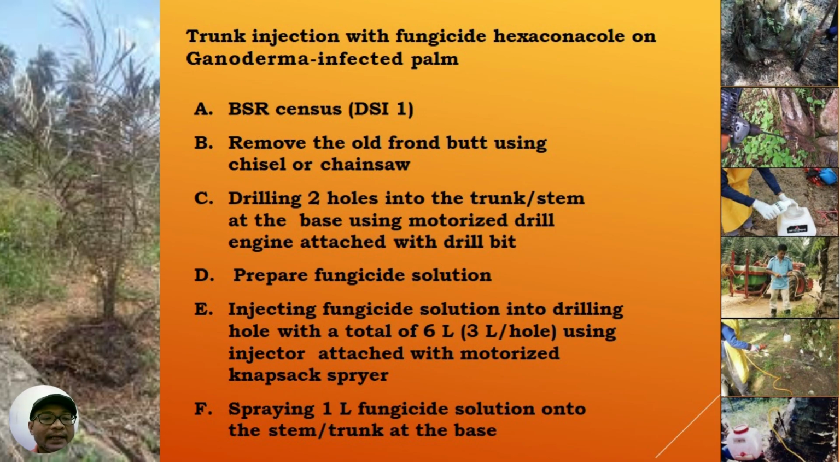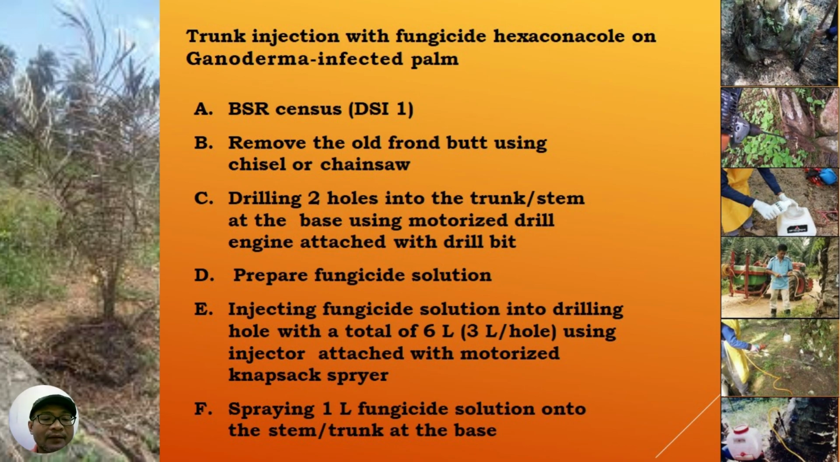So we can see here the trunk injection with fungicide hexaconazole on Ganoderma infected palm. The step is, after we did the census, we remove the old frond bases using a chisel or chainsaw. Then we drill holes into the trunk or stem at the base using a motorized drill. Then we prepare the fungicide solution.